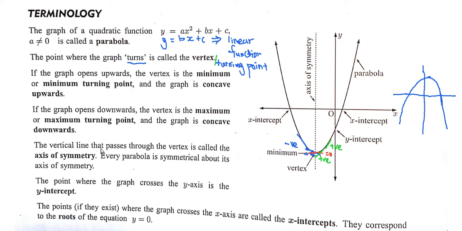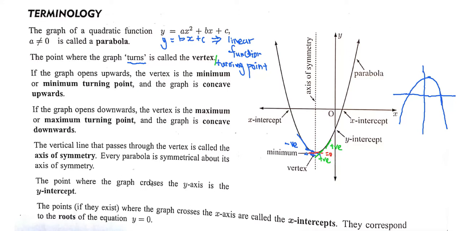Now, let's look at the next point. The vertical line that passes through the vertex is called the axis of symmetry. I mean this vertical line that passes through the vertex, or the turning point. This is the axis of symmetry. Remember, this axis has to be a vertical line. Parabola is talking about the shape here. Each parabola is symmetrical about its axis of symmetry. That means this side could flip over exactly over here, and this axis forms the axis of symmetry.